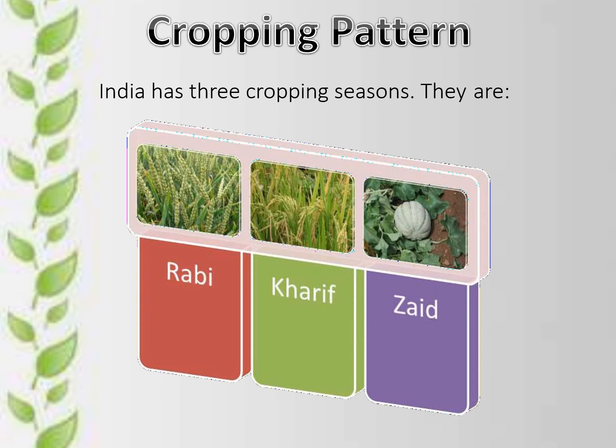So let's look at the cropping patterns. India has three main cropping seasons. They are the rabi, the kharif, and the zaid. Now last year in class 9 economics, I remember we had touched upon these but not in detail. This year in this unit, we are going to look at these cropping patterns in detail.